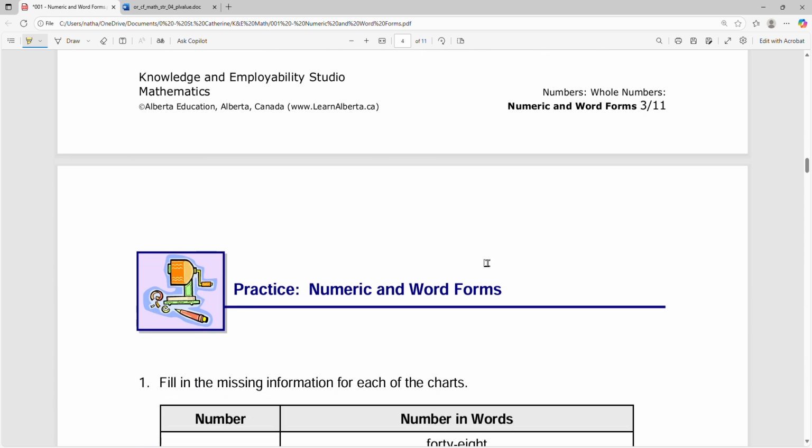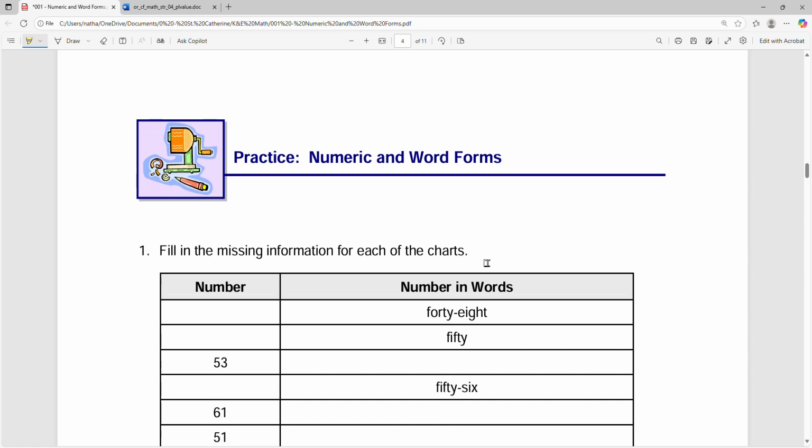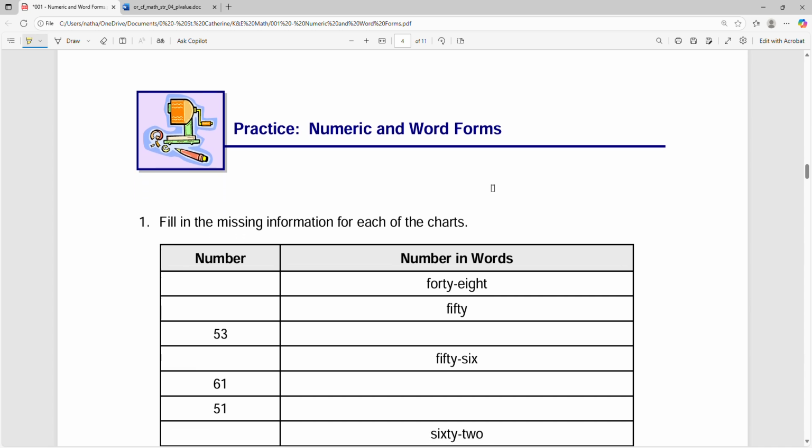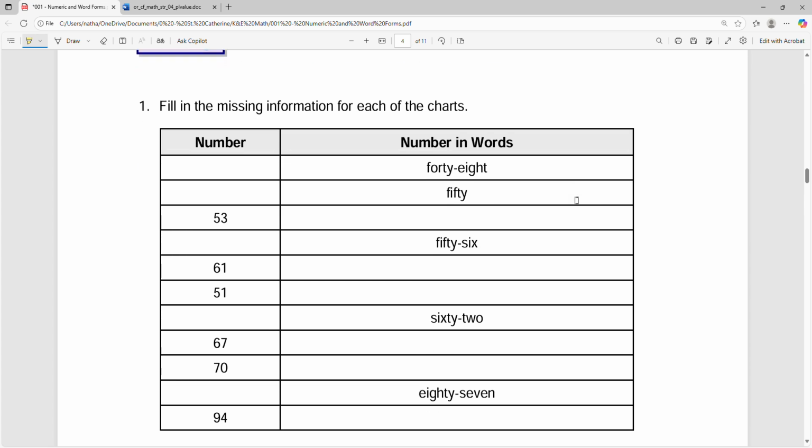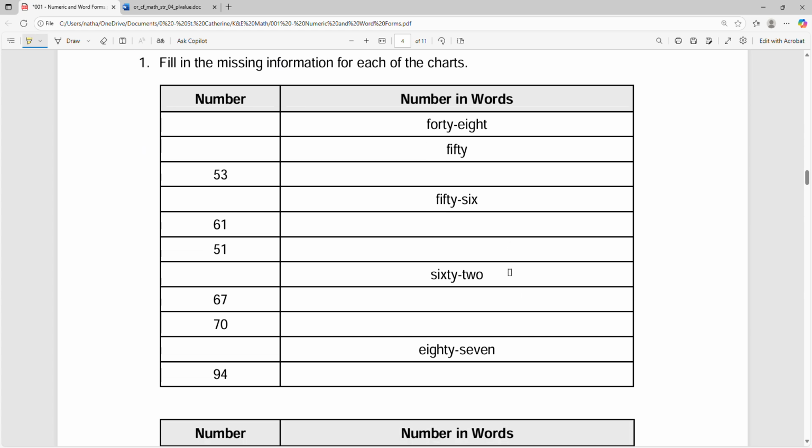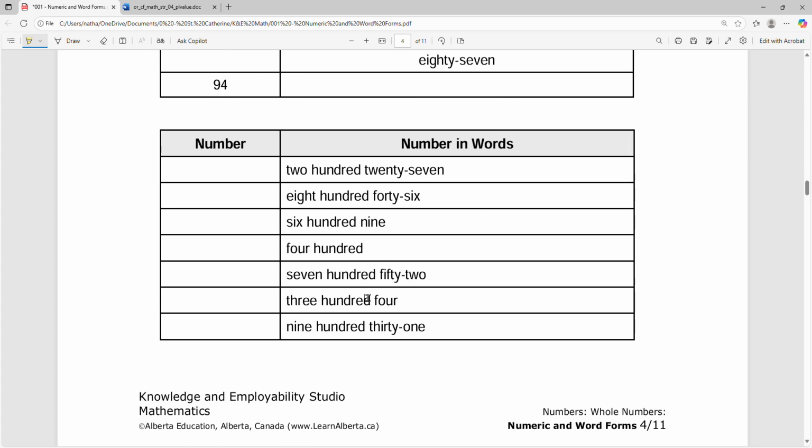So now here's the practice portion. This is where you're going to do your work. So for today's lesson, you are going to work on the rest of the pages. We've got practice now for numeric word forms. Here you're going to be filling in the missing numbers where we've got the word form. And then where there's a number, you're going to be filling in and writing the number in words. So there's a mix in that chart. The next one, they're all written out for you. You're just going to fill in the numbers.